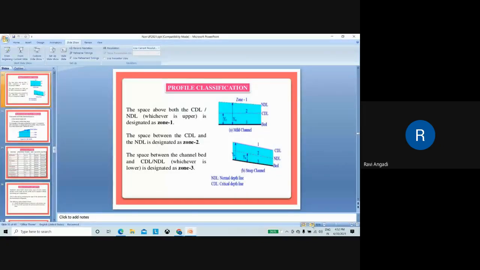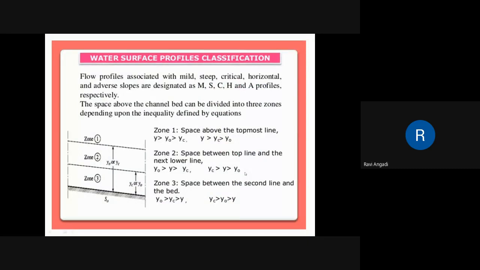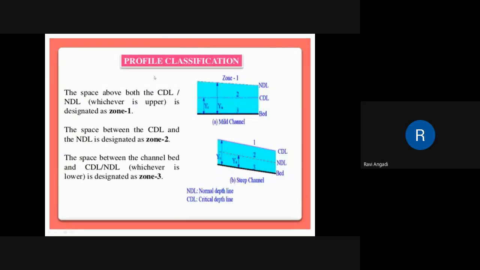Then coming to the next one. The same here, profile classification. What I explained previously, the profile classification here. Again, zone 1, zone 2, zone 3. This topmost line is called the normal depth line, the middle line is called the critical depth line, and the bottom line is the bed of the channel.